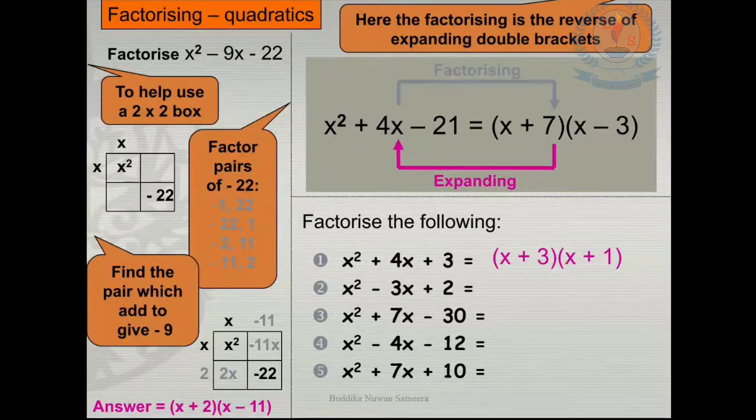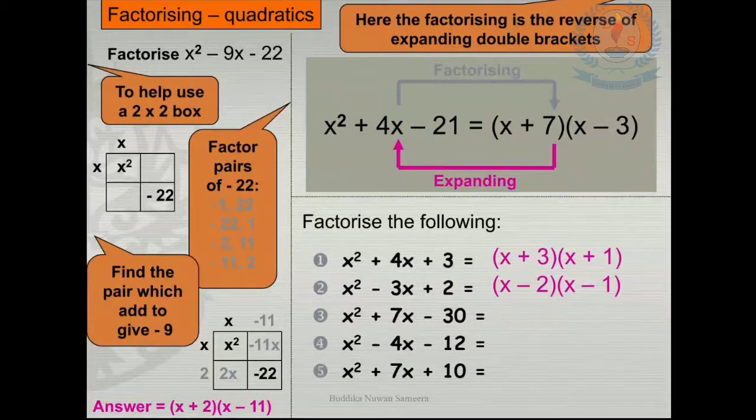Okay, the second one, from plus 2 you need to make minus 3. We know that minus 2 times minus 1 is plus 2. And when you add minus 2 and minus 1, the answer is minus 3. So the factors are x minus 2 and x minus 1.